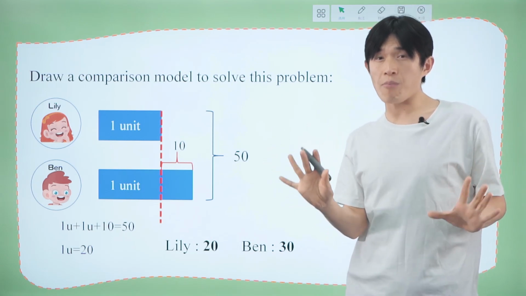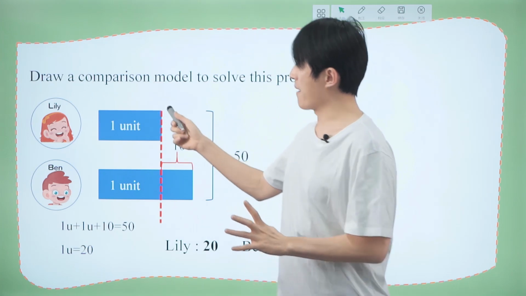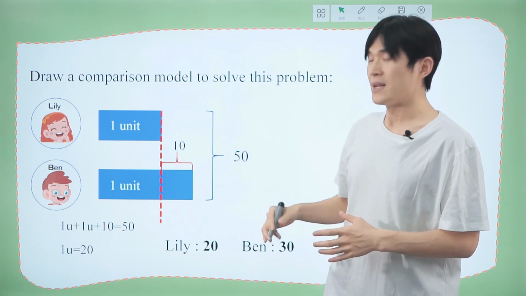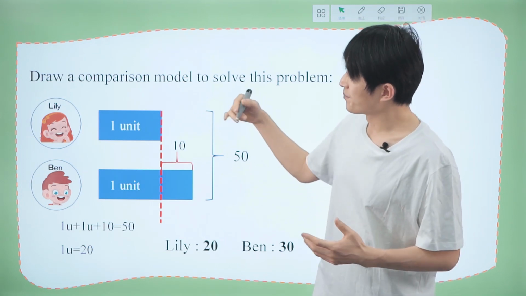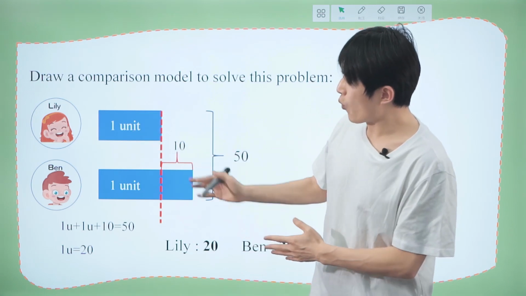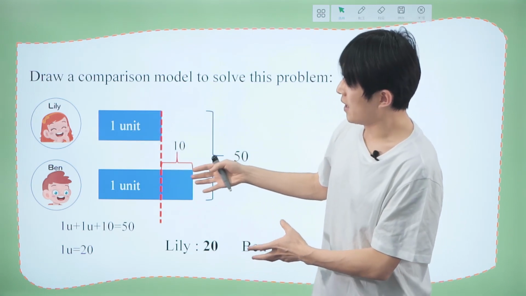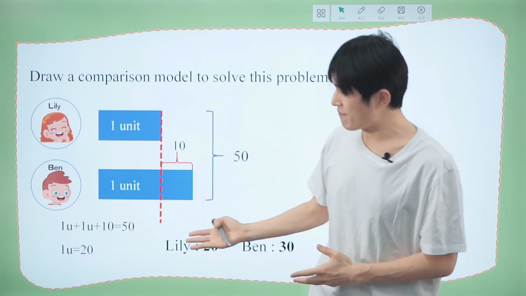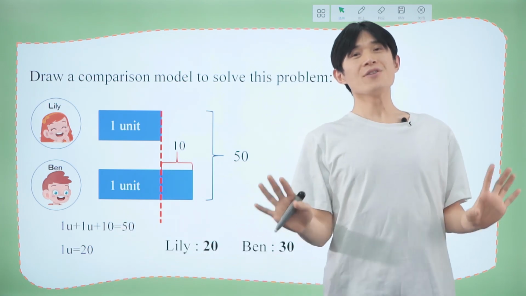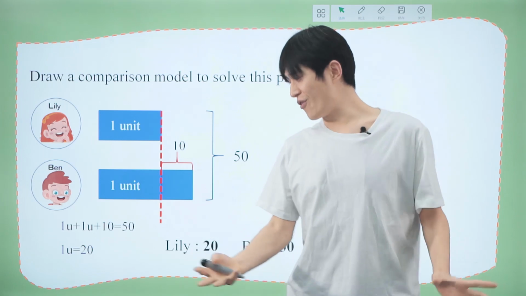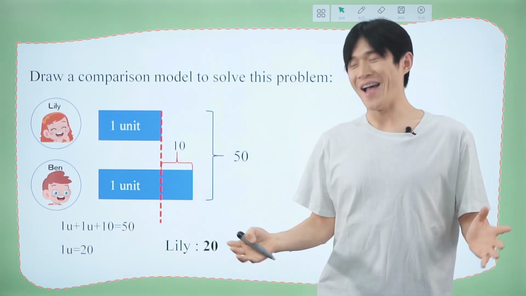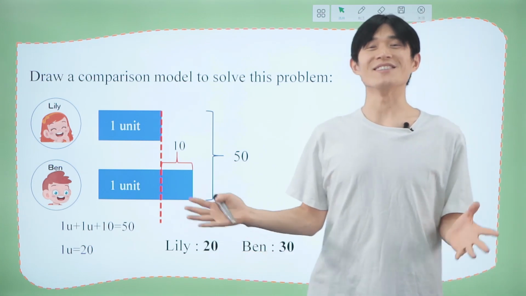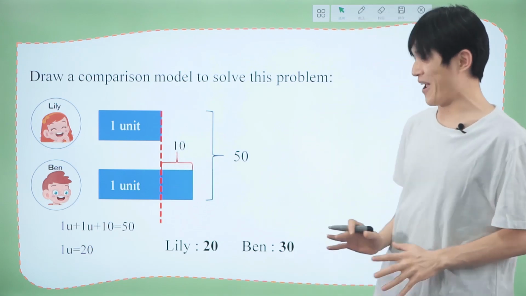When you try to solve this kind of problem, you first draw a comparison model. Lily got 1 unit and Ben got 10 more than what Lily got, so 1 unit plus 10, and the total candies Lily and Ben got is 50. So you have this mathematical expression, and then you can get the value of 1 unit, and then you know exactly how many candies Lily and Ben got. So this is how you solve the problem. Okay, next.